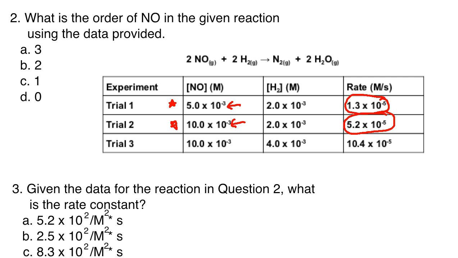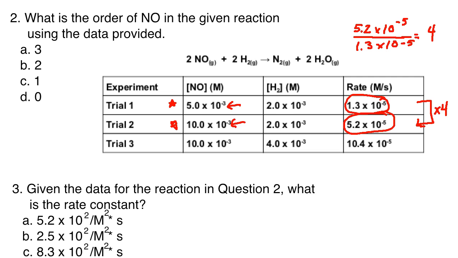So what I will do is I will put 5.2 times 10 to the minus 5 divided by 1.3 times 10 to the minus 5. So what I'm doing here is I'm comparing the ratio of the rates. And if you were to plug that into a calculator, you would get the answer as 4. So what this is saying is that the rate has quadrupled when I have doubled the concentration. All right, so take a look at that. The rate has gone from 1.3 times 10 to the minus 5 up to 5.2 times 10 to the minus 5. That's a times 4. That's a quadruple rate.